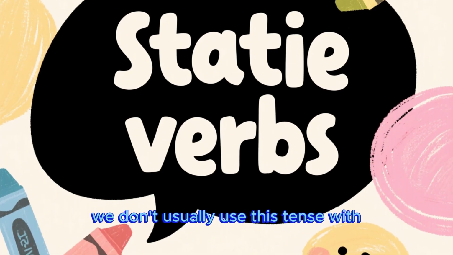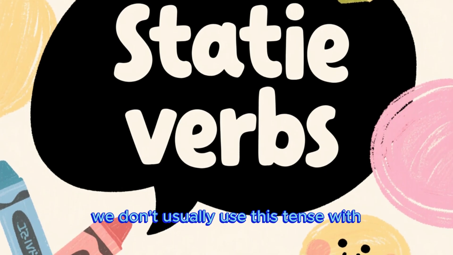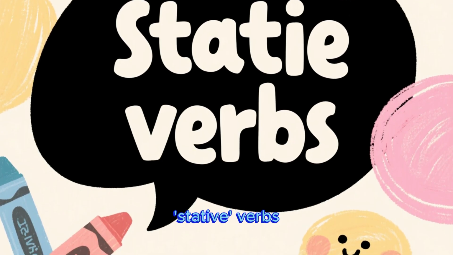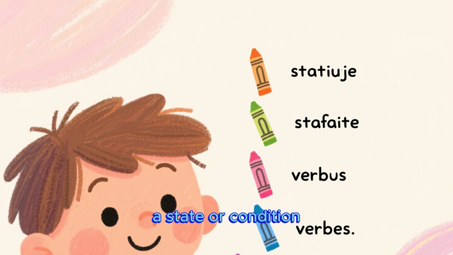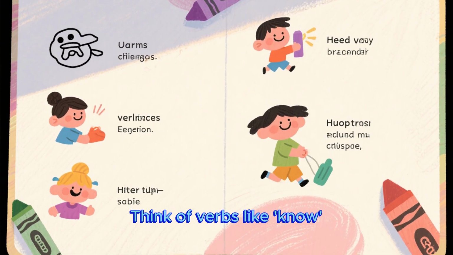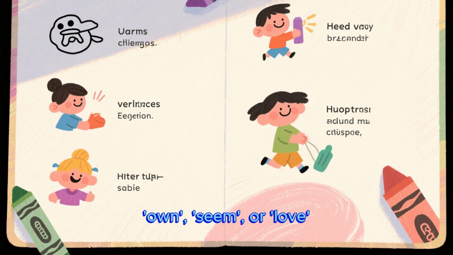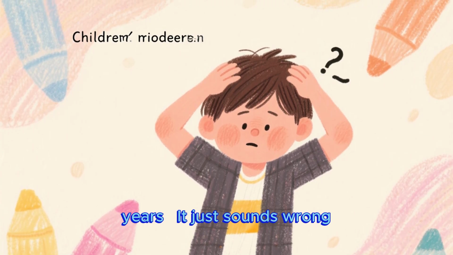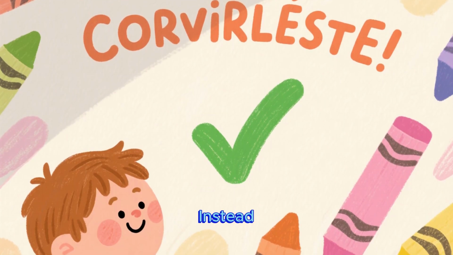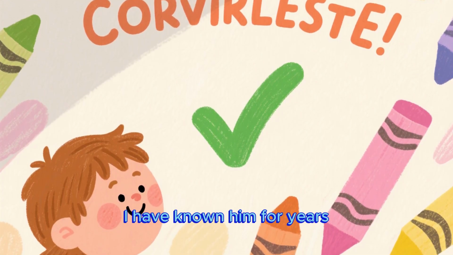One important point to remember: we don't usually use this tense with stative verbs. What are stative verbs? They are verbs that describe a state or condition, not an action. Think of verbs like know, believe, understand, own, seem, or love. For example, you wouldn't say, "I have been knowing him for years." It just sounds wrong. Instead, you would use the present perfect simple.